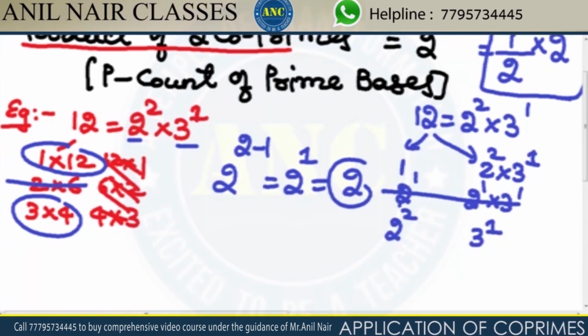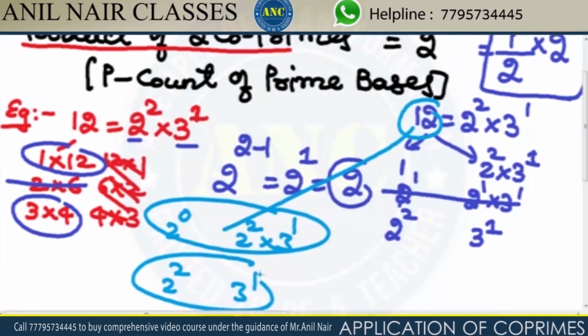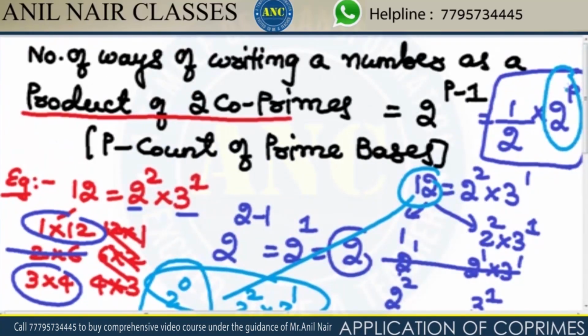4 into 3. That means if you observe these 12, either you take the lowest power of 2 power 0 or you take highest power of 3 power 0. Only 2 cases. Every prime base either takes the lowest or takes the highest. That is the reason I got 2 power p. You cannot take in between. Either you take the lowest or you take the highest.